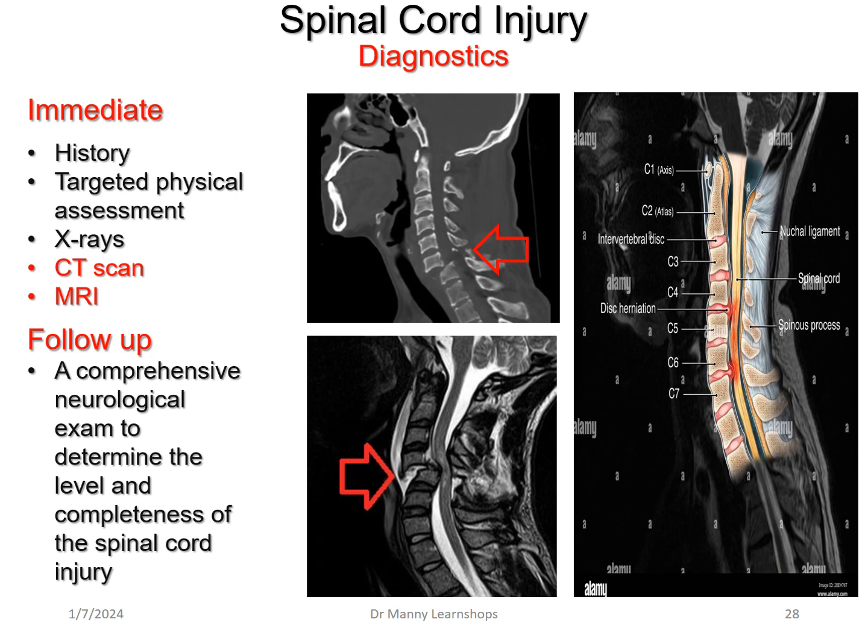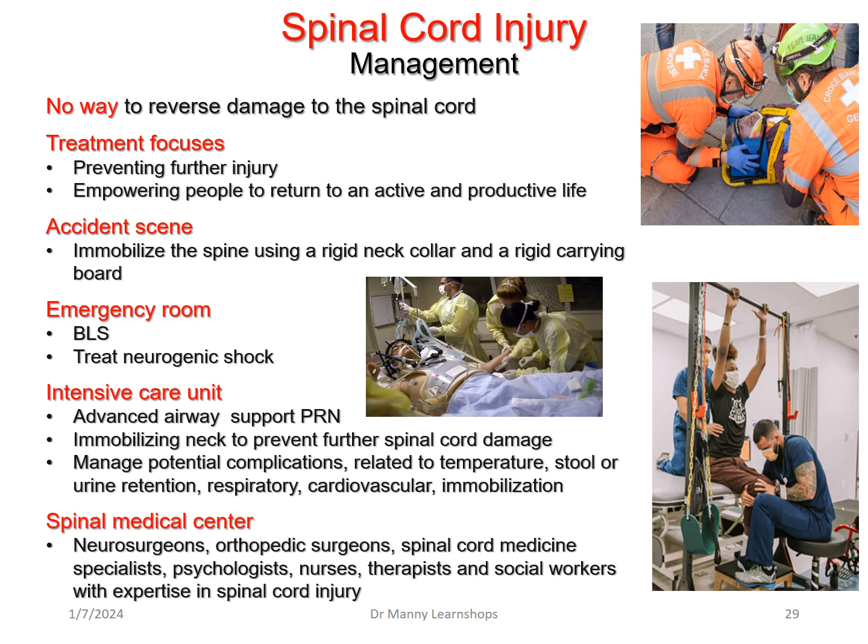What are the diagnostics? History and physical assessment are most important. X-rays, so therefore spinal X-rays, CT scan, MRI, and always follow up over a period of weeks to see if there's any improvement in the patient's condition or response to therapeutic interventions. What's the management? Well, there's no way to reverse damage to the spinal cord. Once the cord is damaged, it's damaged. However, as with all treatments, the objective is to prevent further injury.